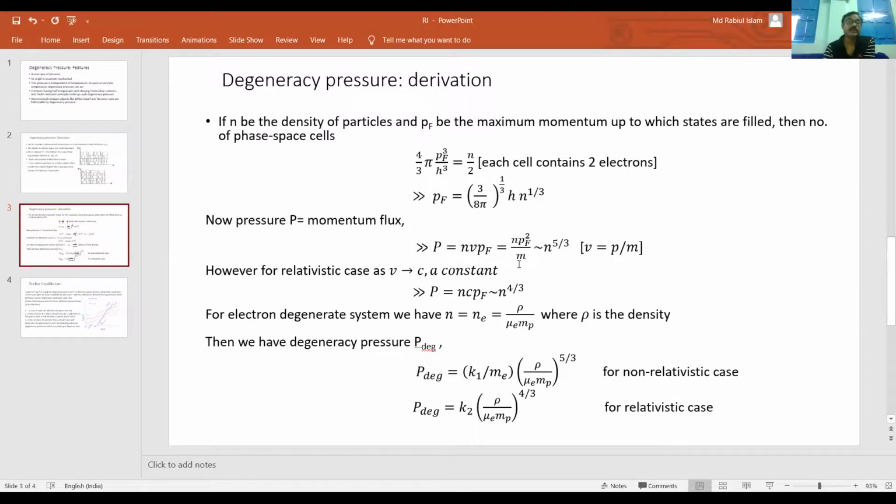Now, for a relativistic case where V tends to the velocity of light, pressure varies as n^(4/3). Now, for an electron degeneracy system, the electron density is related to the mass density rho by n equals rho by mu mp. So, from this, degeneracy pressure varies as rho^(5/3) for the non-relativistic case and rho^(4/3) for the relativistic case.